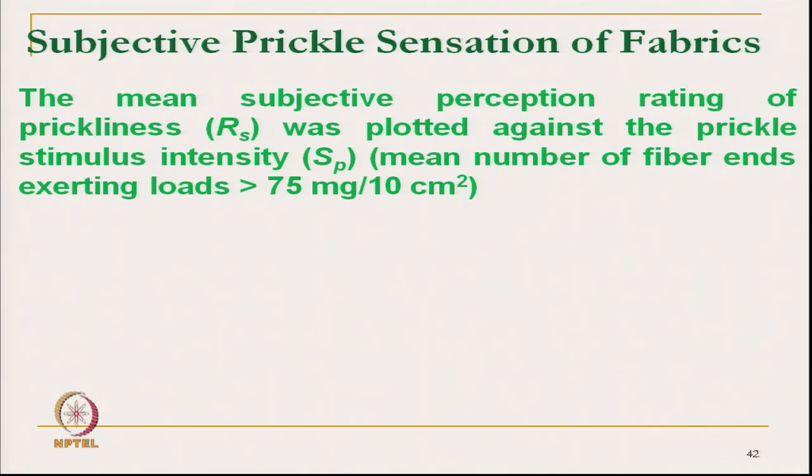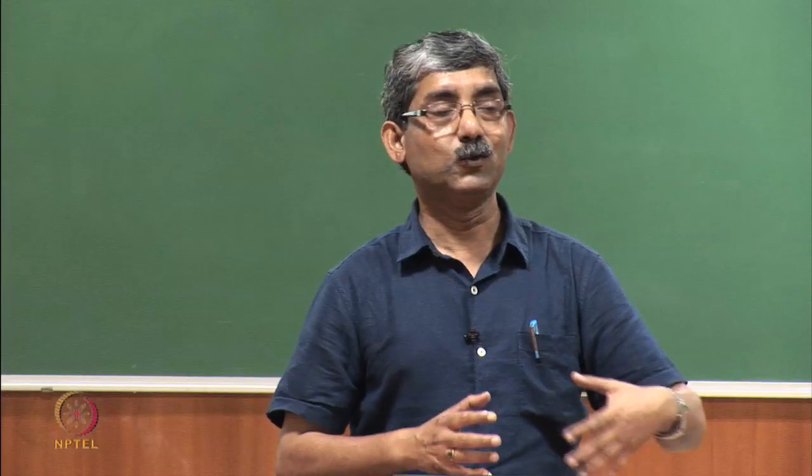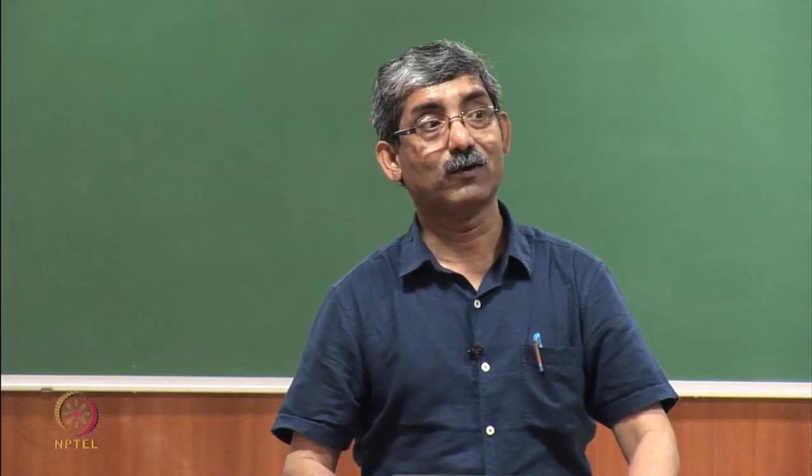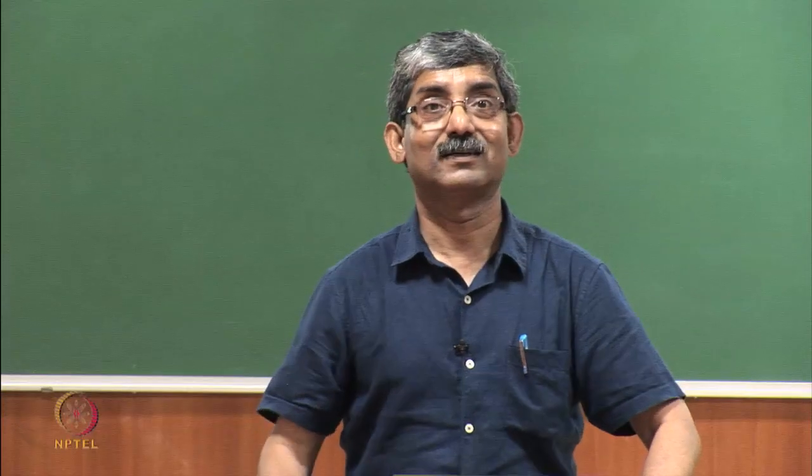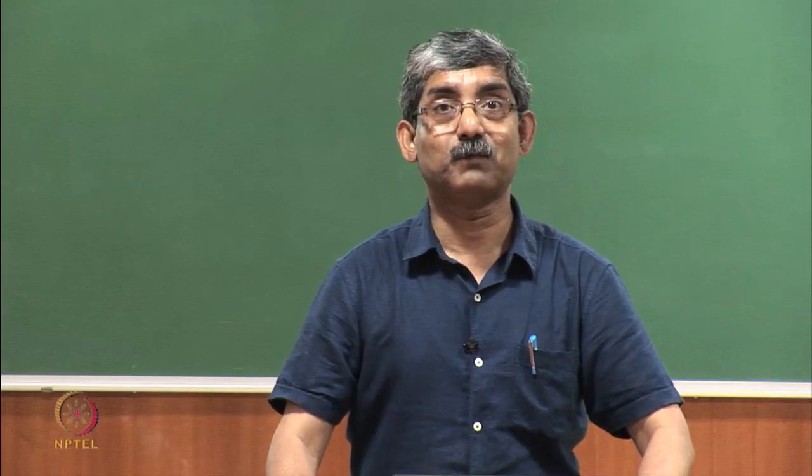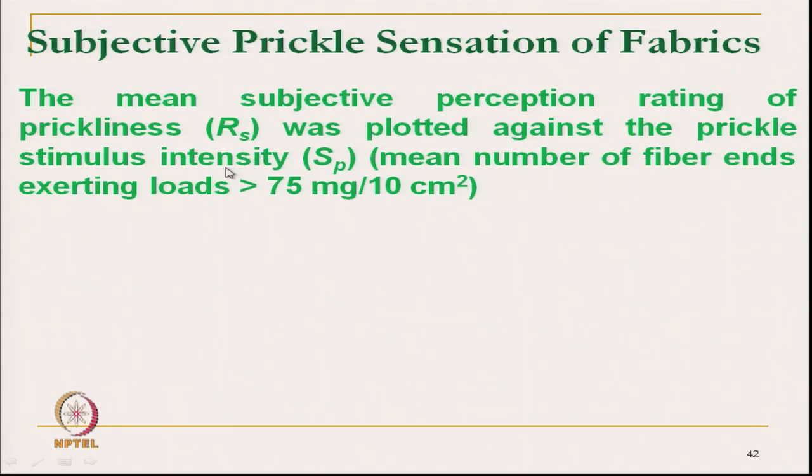Now, if we see the subjective measurement techniques, we again use the laws of psychophysics that we have discussed, where the subjective perception is R S and the prickle stimulus intensity is S P. You can use the critical buckling force as the stimulus intensity, or the mean number of fibers that is more than 75 milligram per 10 square centimeter. So there is a relationship.